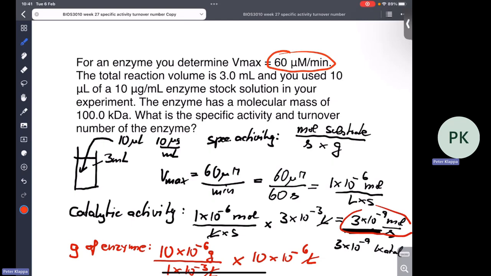So Km and turnover number, and also specific activity. Sometimes we don't know exactly the molecular mass of an enzyme that we're working with. So if it is unknown, we just have to stop with the specific activity. But if we can figure out the molecular mass of the enzyme, then we can calculate the catalytic activity. Does that make sense?